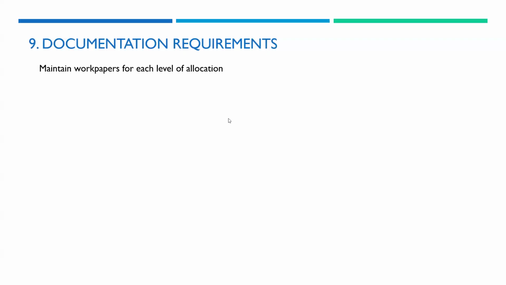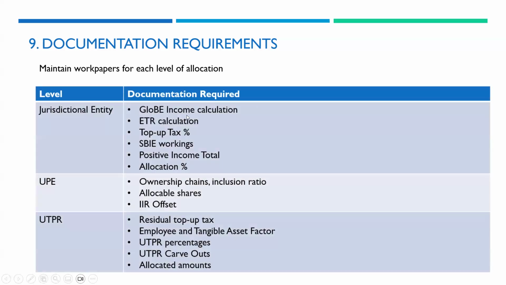Now, documentation requirements. Of course, you have to maintain work papers for each level of allocation. I think you already understand which work papers are required because we went through the formula book line by line. For the globe income calculation, the first thing is definitely globe income, since this is the first line item we use for jurisdictional calculations, so we first have to find the globe income. What are the working papers for globe income? Then ETR, then top up tax percentage, SBIE workings, positive income total, allocation.